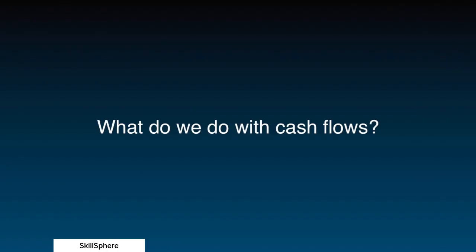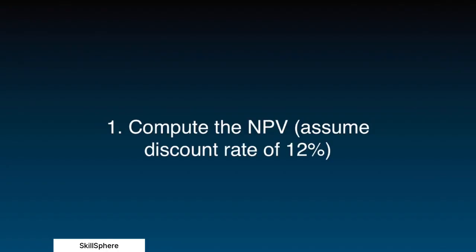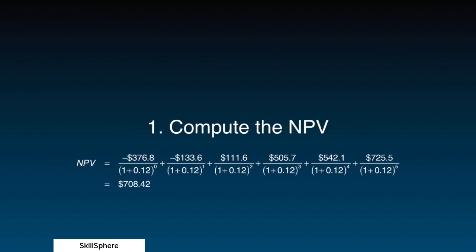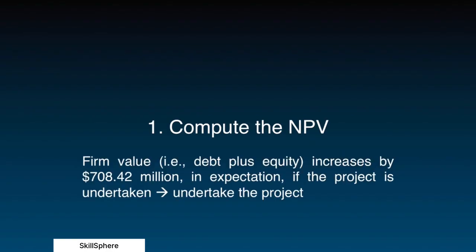So what do we do with our cash flows from last time? One thing we can do is compute the NPV. And I'm going to assume a discount rate of 12%, that is R equals 12%. If we apply it to our free cash flows that we computed in the last lecture, we see that this tablet project has an NPV of $708.42 million. Not bad. What that means is that firm value, debt plus equity, is going to increase by $708.42 million in expectation if the project is undertaken. So from a decision-making standpoint, undertake the project.